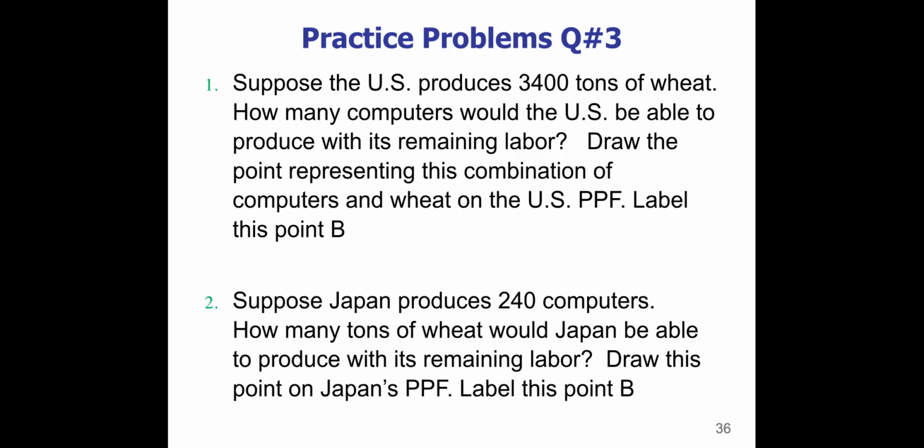You're going to draw that point on your US graph, the PPF curve, and you're going to label that point B. For question number 2, you're going to draw right on top of your Japan graph, and you're going to assume that Japan, instead of producing at point A, is instead going to produce 240 computers. You need to figure out how much wheat Japan could make if they decide to make 240 computers, and you're going to label that point B. Go ahead and pause the video and work that out on your practice problems, and then come back when you're done.